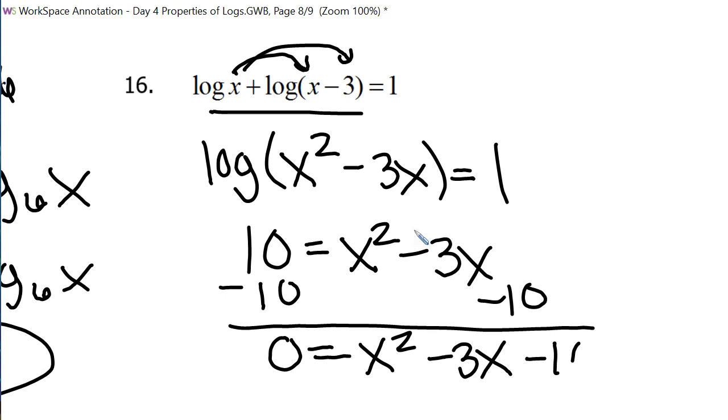Does that one factor? Yes. What two numbers multiply to negative 10 and add to negative 3? Negative 5 and positive 2. So what is the first solution? 5. What's the second solution? Negative 2. Which one of those is extraneous? Negative 2, because can this be a negative right here? No. But check the 5. 5 is good. So 5 is the only real solution.